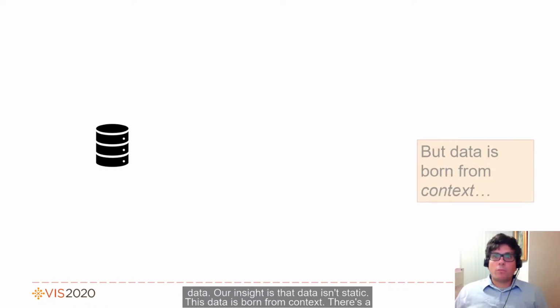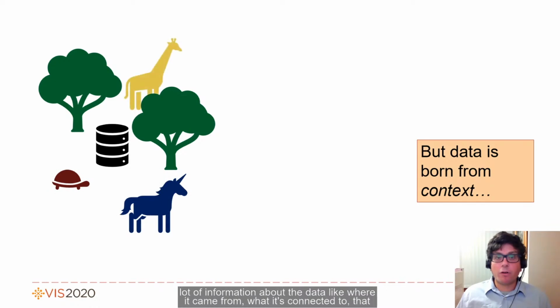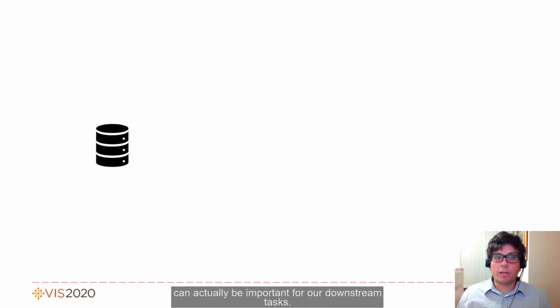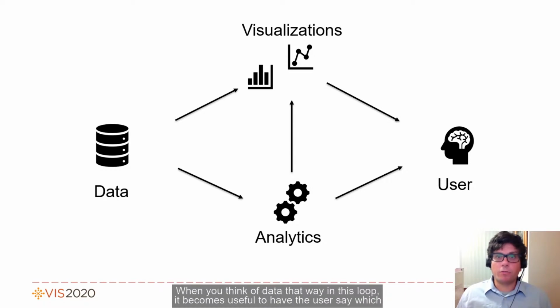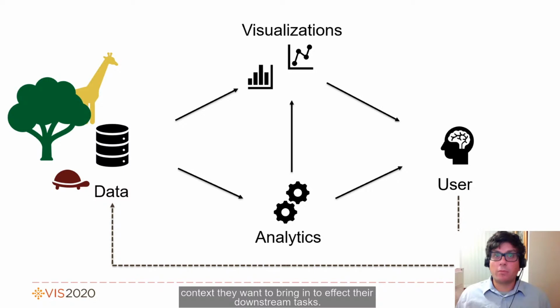So our insight here is that that data isn't static. This data is born from context, actually. There's a lot of information about the data, like where it came from, what it's connected to, maybe, that can actually be important for our downstream tasks. When you think of data that way in this loop, it becomes useful to actually have the user decide which parts of that context they want to bring in that will then affect their downstream tasks.